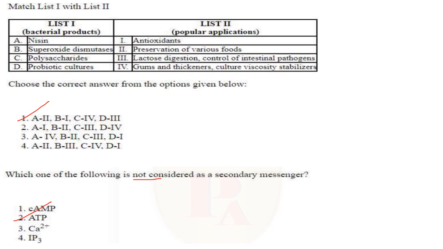Then next one. Which one of the following is not considered as a secondary messenger? cAMP is a secondary messenger. ATP is not a secondary messenger. Ca2+ and IP3 are also secondary messengers, whereas ATP is not a secondary messenger. This year's DBT question paper was comparatively easy when compared to that of the other years. Most of the questions were direct questions.